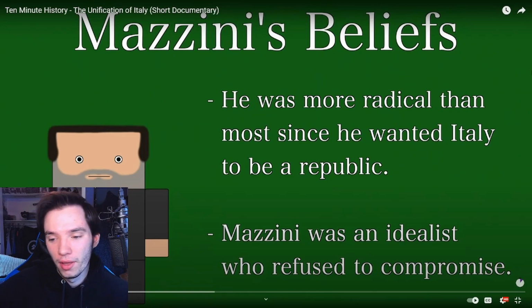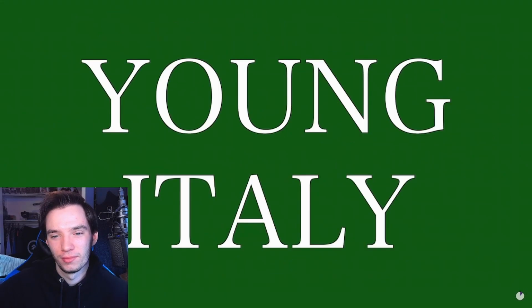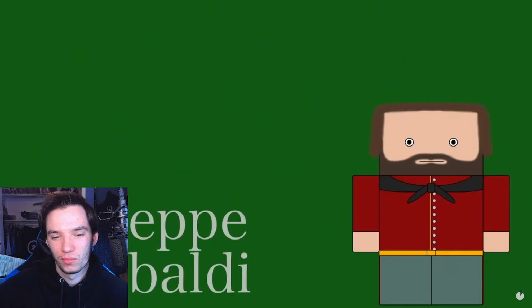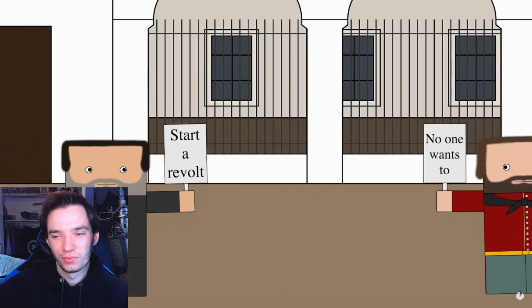Mazzini was an idealist who refused to compromise, and believed that Italy was destined to be unified and dominate the continent. He formed a secret society, Young Italy, to pursue this goal and would soon be joined by another man, Giuseppe Garibaldi. Young Italy, which was based in France, tried to foment revolution across Italy but had no success.